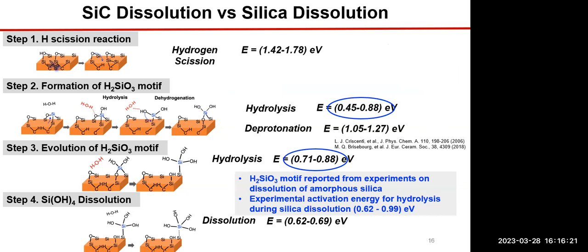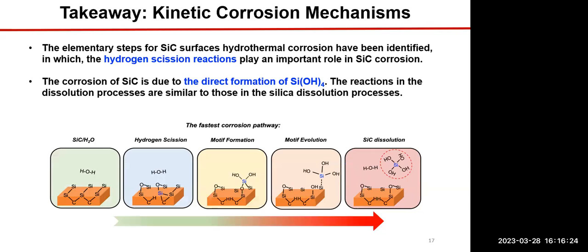So based on the above results, here I have two takeaway points. The first one is we have identified the elementary steps for the silicon carbide surface during the hydrothermal corrosion process, and we have also identified the limiting step. It is the hydrogenation reaction that plays an important role in the whole corrosion process. The second point is that the corrosion of the silicon carbide is due to the direct formation of silicic acid, which will dissolve into the water environment.